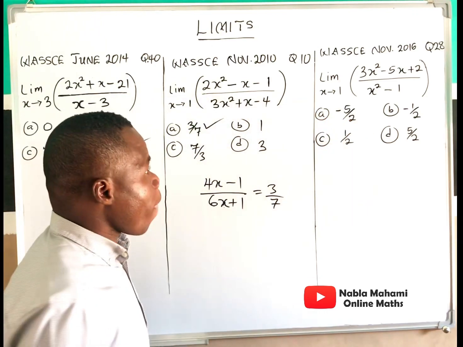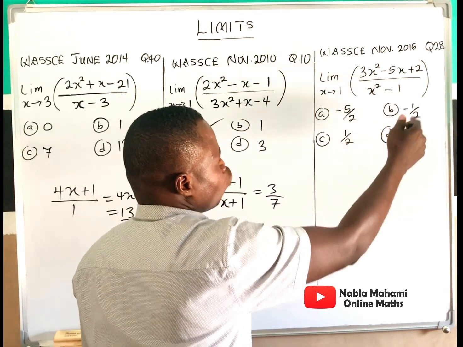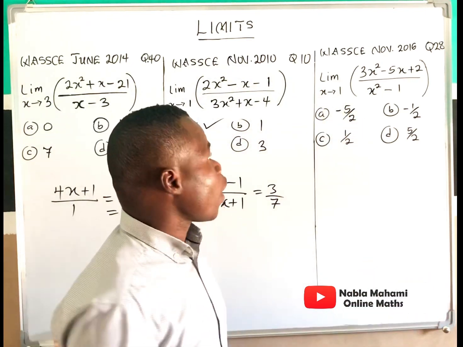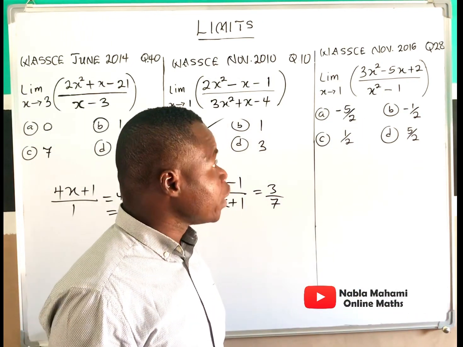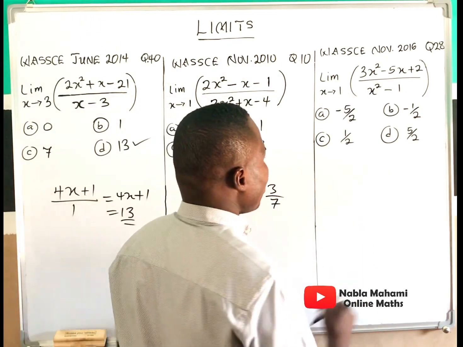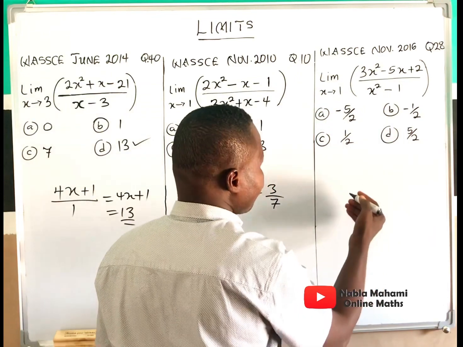Then the last one, I have 3x squared minus 5x plus 2, all over x squared minus 1, but the limit is x approaching 1. This one was November 2016, question 28. What you need to do is use the basic trick, which is the differentiation of the numerator over the differential of the denominator.